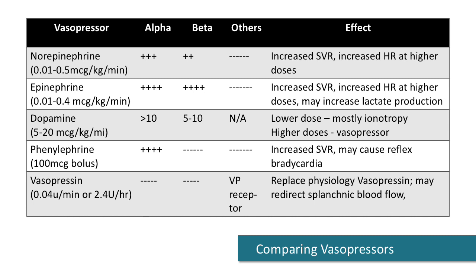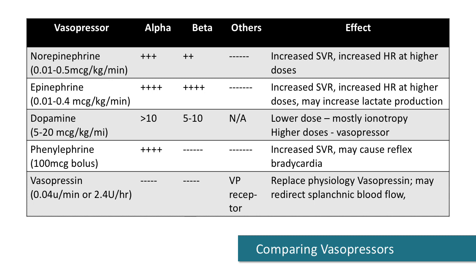lactate production. Dopamine, which comes in pre-filled bags, can be given at doses of 5 to 20 micrograms per kilo per minute, with varying effects depending on dose. At lower doses of 5 to 10, it has predominantly a beta effect, whereas at higher doses greater than 10 micrograms per kilo per minute, you are looking mostly at alpha effect. The major effect is basically that lower doses provide inotropy, while higher doses act as vasopressors.